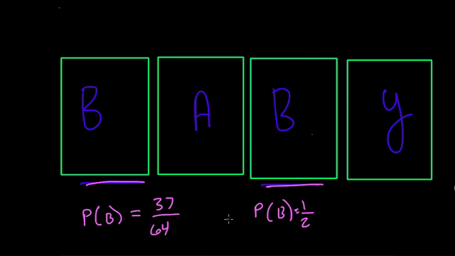So what's greater? Well, without doing too much calculation, without saying the proportion exactly, we can see that this probability is much greater, because half of 64 is 32, and 37 is above that. So that means that this probability is above a half.